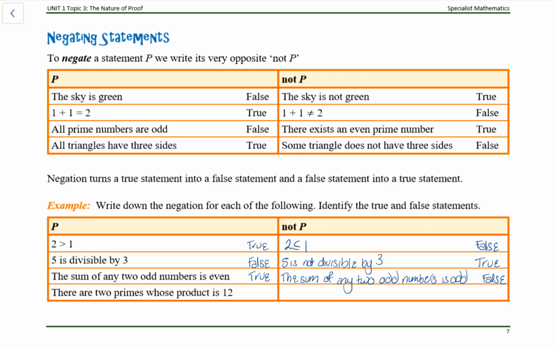There are two primes whose product is 12. That would be false, and the negation would be there are no two primes whose product is 12.